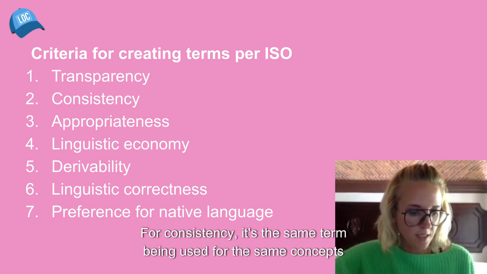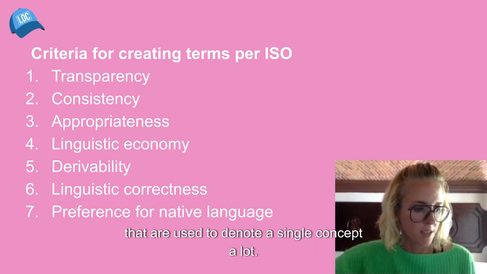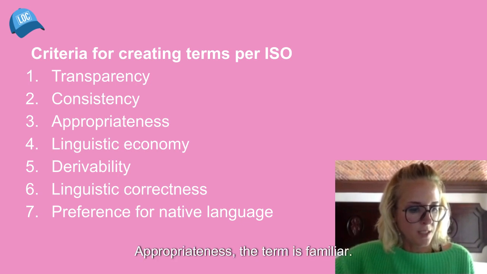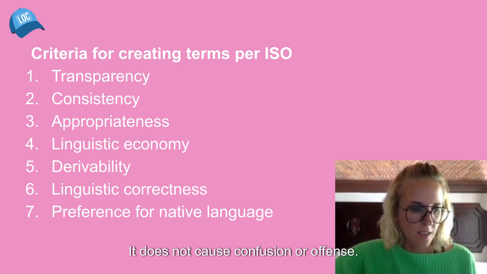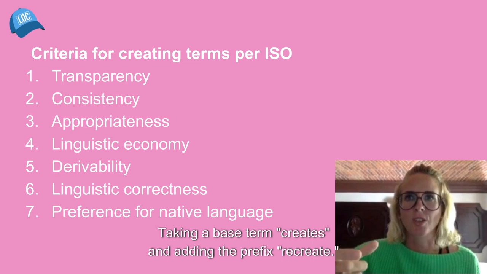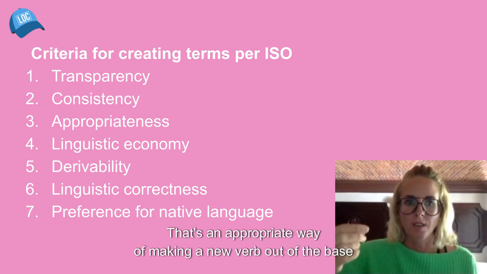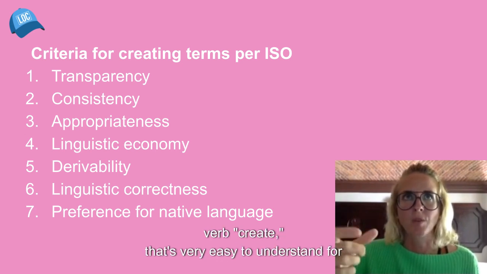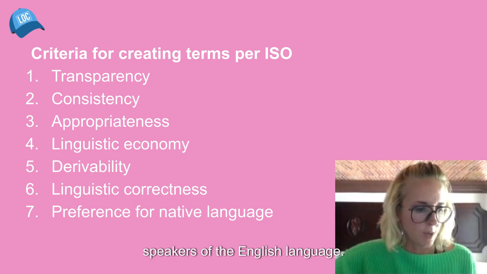For consistency, it's the same term being used for the same concept throughout a product. This helps facilitate understanding if you're not changing terms that are used to denote a single concept a lot. Appropriateness, the term is familiar. It does not cause confusion or offense. So for example, taking a base term, create, and adding the prefix re to make recreate, that's an appropriate way of making a new verb out of the base verb create. That's very easy to understand for speakers of the English language.